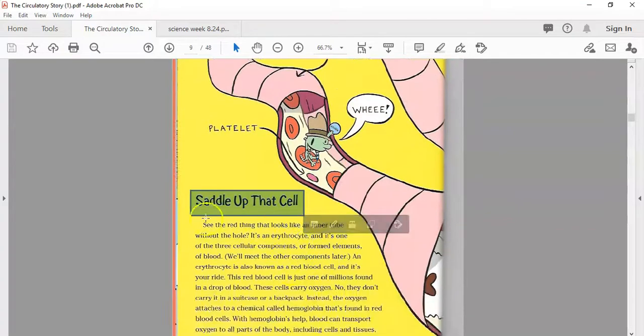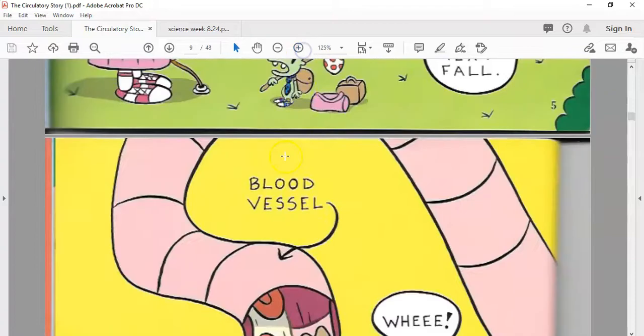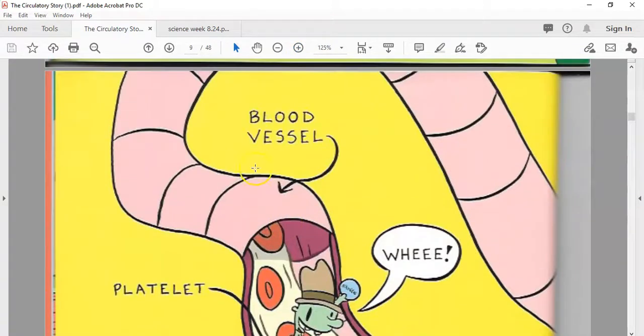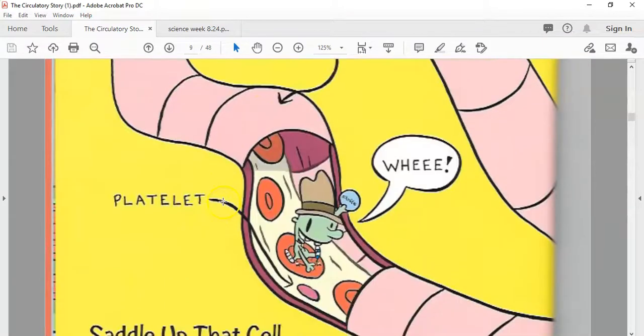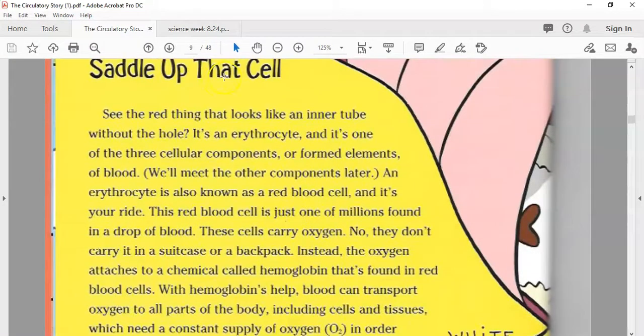So I know that whole section is talking about a cell, and it introduces a red blood cell. Remember, good readers always go back and reread the section. So I see a diagram, it's labeled with the blood vessel. I know there's platelets. I know this little green creature is on top of a red blood cell. And what does it carry? It's carrying oxygen. So let's go ahead and reread that section.